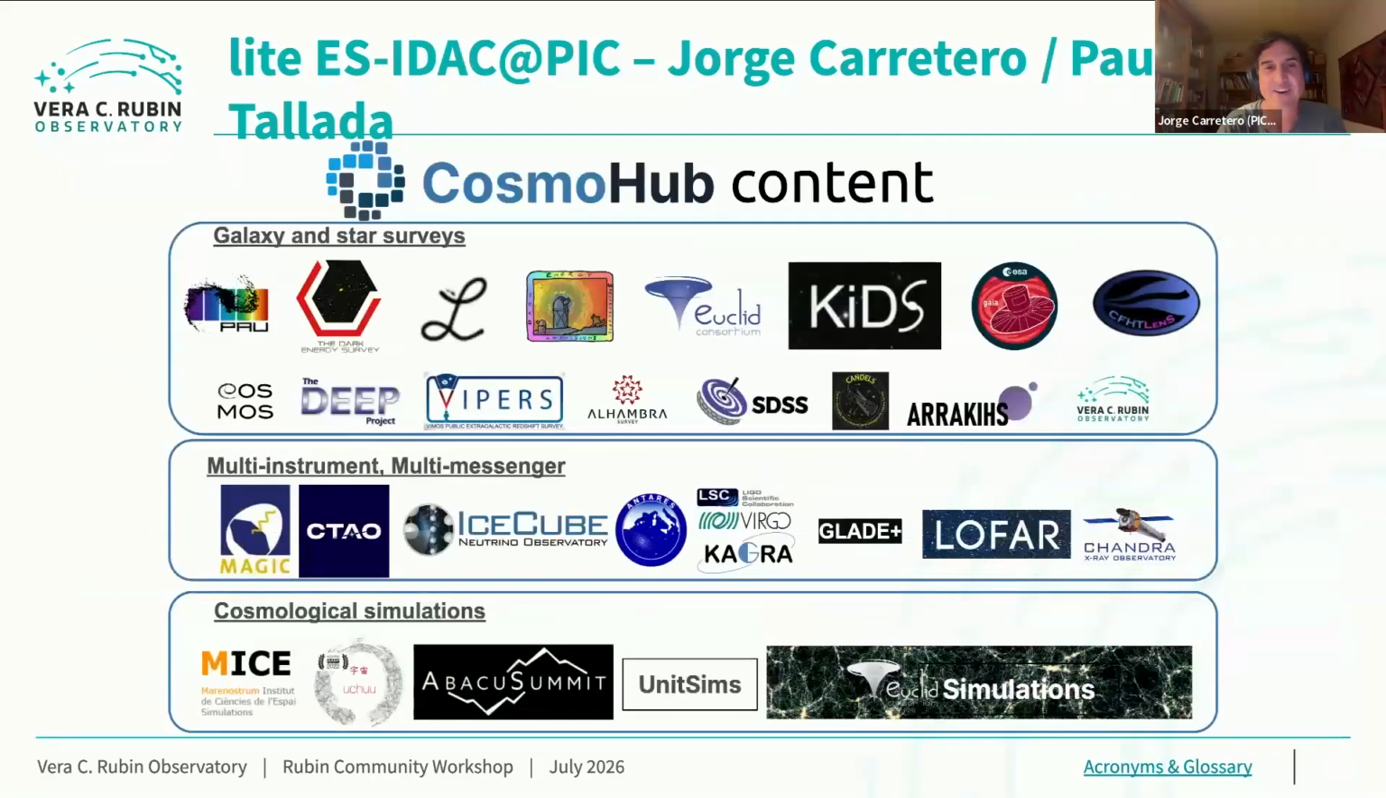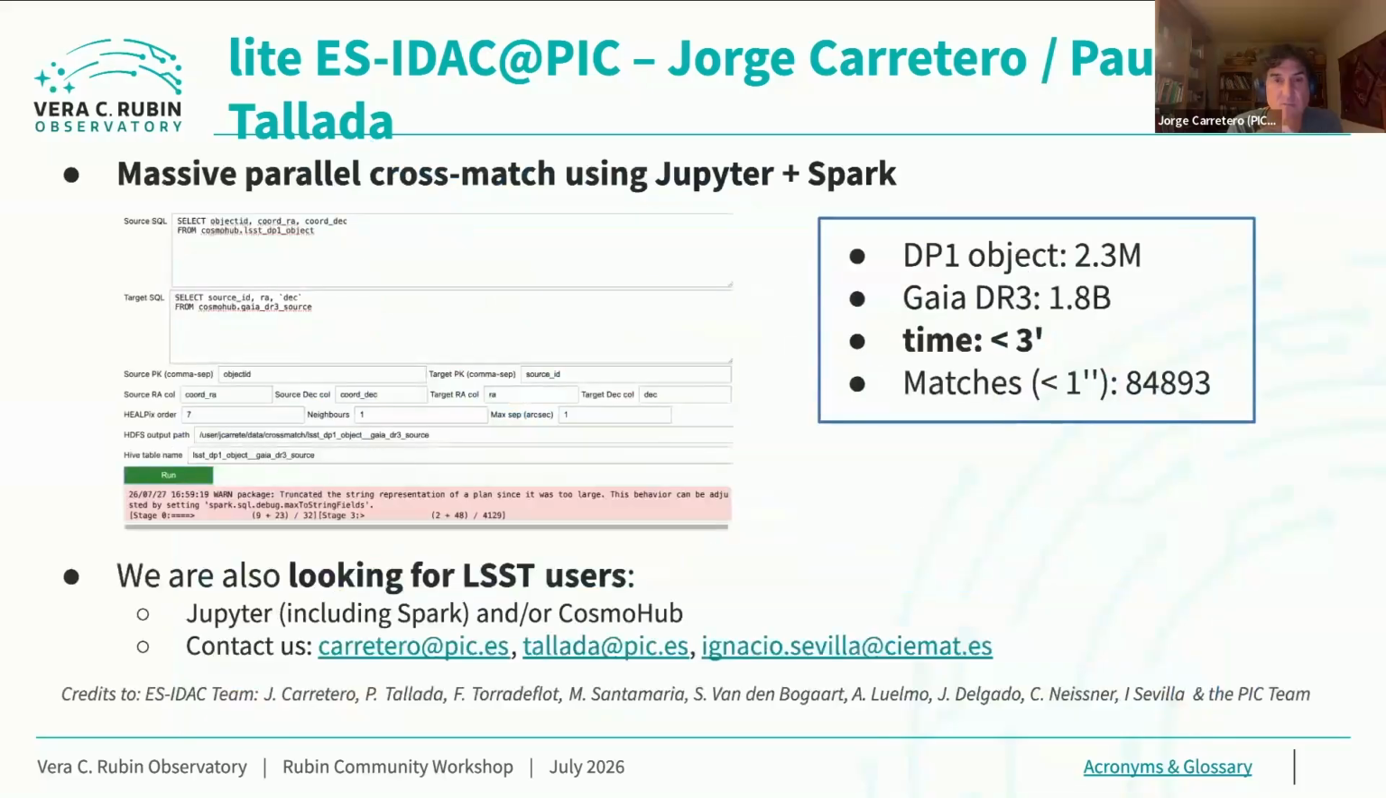Okay, so this is a bit of propaganda also, but what I believe is also interesting is that whenever you access Cosmo Hub, you not only access LSST data, but you can access many other data sets, right? So we host a lot of different data sets from cosmology in particular, but also from other scientific branches. I'm not going to enter into details, but you can come here later and see the different experiments that we support.